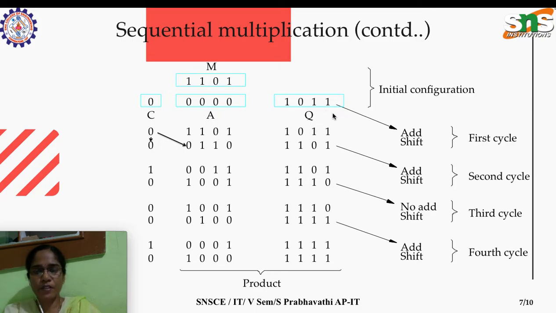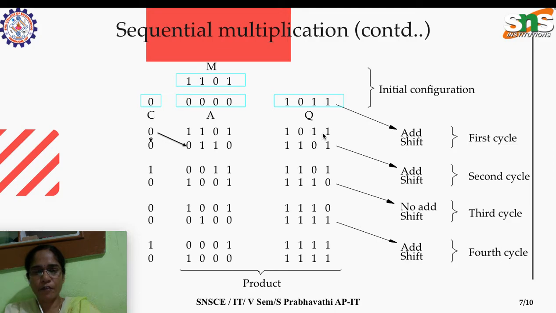At the very first stage, this is the initial configuration, and the multiplier bit is 1. So what's the logic? If the multiplier bit is 1, add the multiplicand to the partial product and shift towards the right. The initial partial product is 0, so if we add the multiplicand value alone we get it, and there is no carry. This is the partial product at the first stage, and this is the multiplier in the Q register.